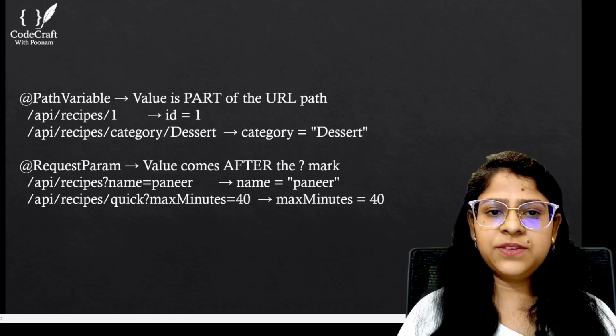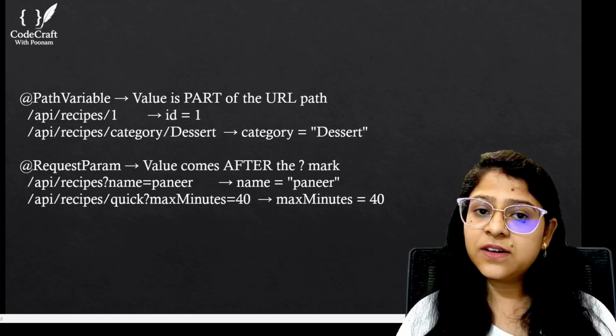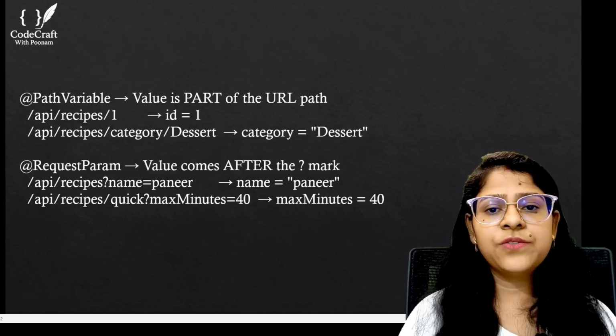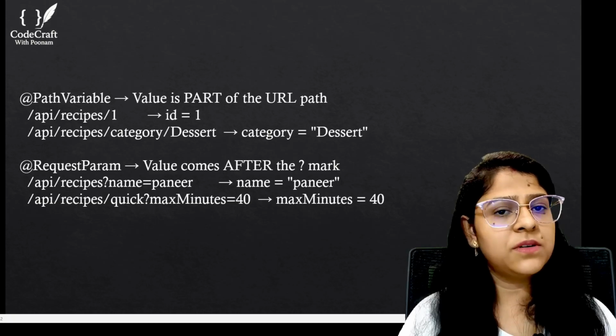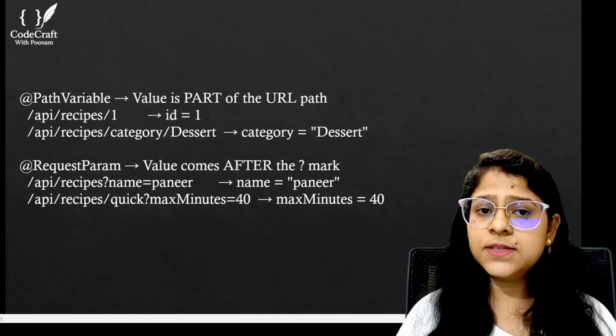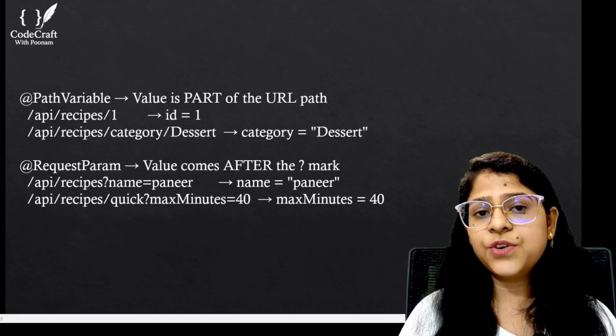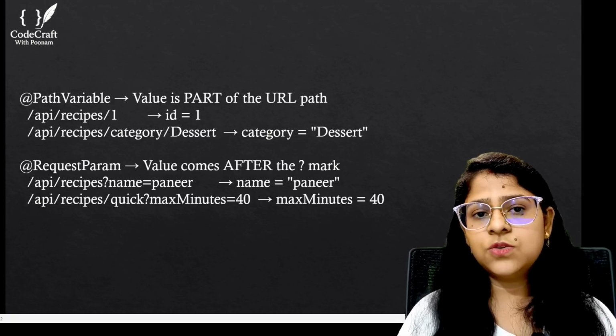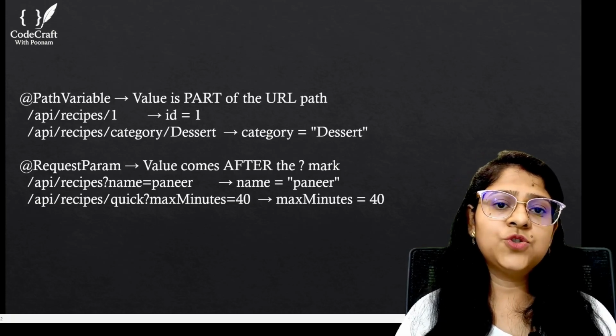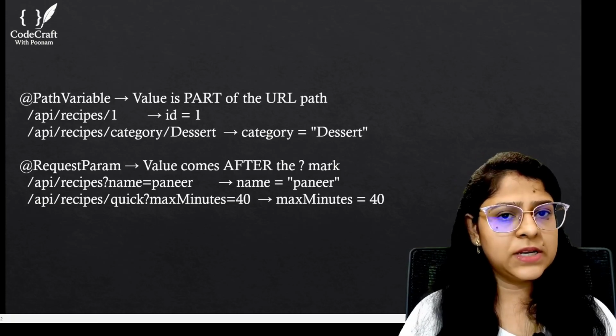So here this @PathVariable is for identifying a resource. So here what we are telling is, give me recipe number one. While this @RequestParam is for filtering. So here we are saying that show me recipes named paneer.